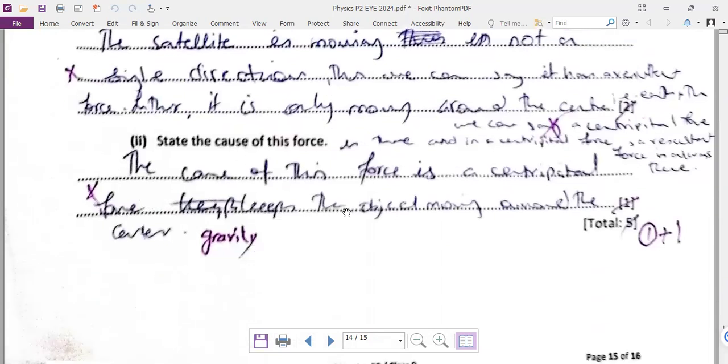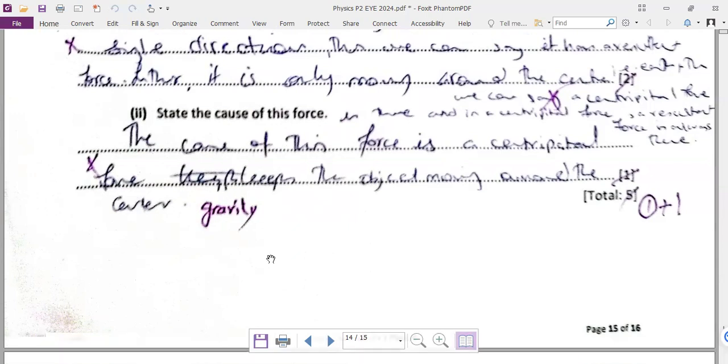State the cause of this force. Is it the centripetal force, or is it gravity? The cause of this force is gravity. The centripetal force is not the correct answer, because centripetal force is the type of force. The cause of the force is the gravity between Earth and the satellite.